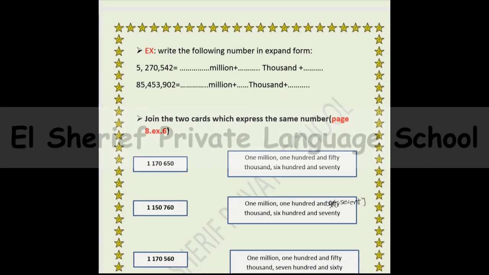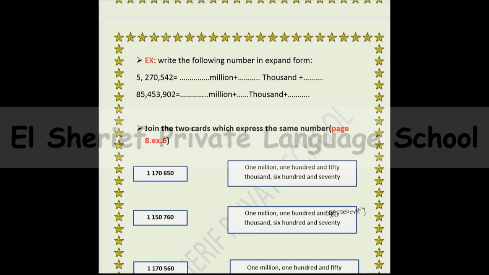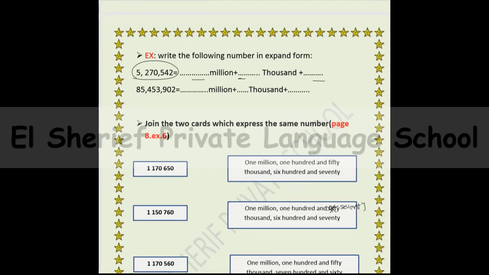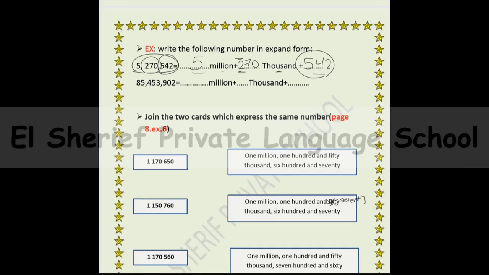Now we have an exercise on expanded form. As you see, expand according to families. So we have a whole number formed from 7 digits, but I have 3 spaces. So 3 spaces means 3 families. The first space is the family of units, we have 542. And family of thousand, we have 270. And family of million, we have only 5 in million.